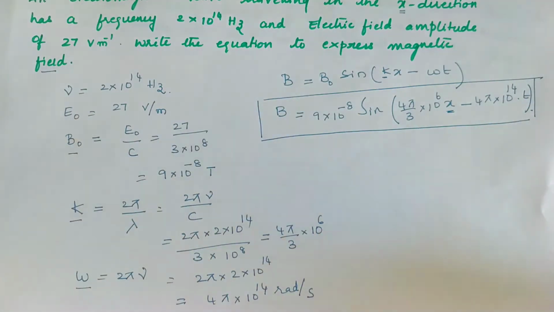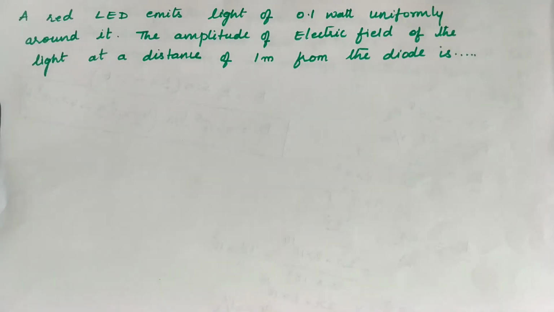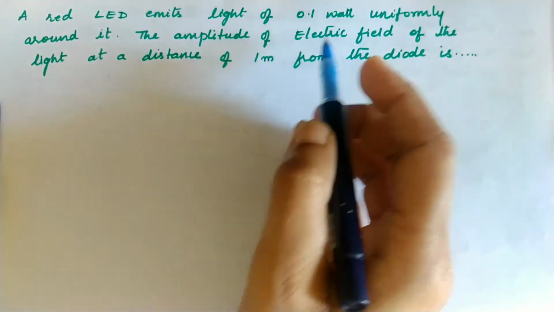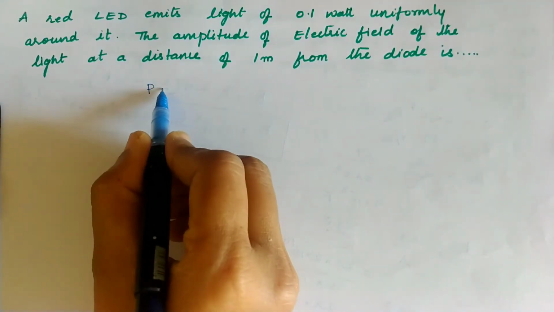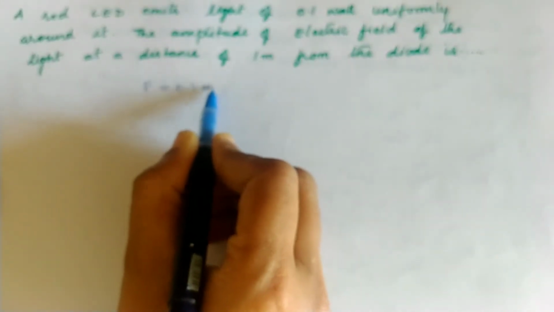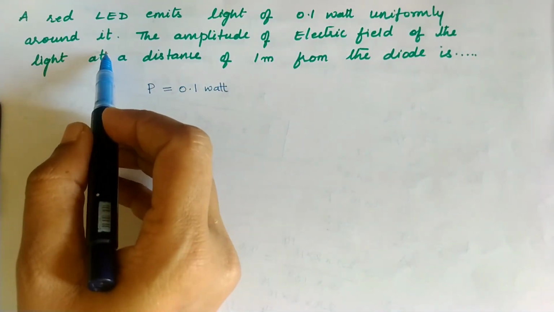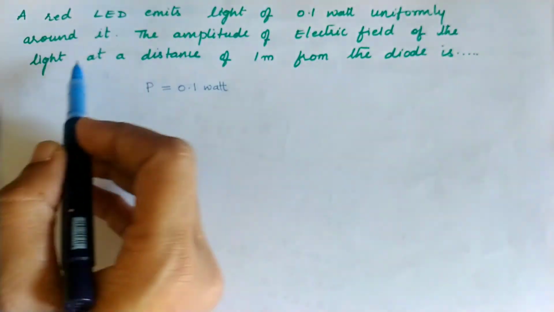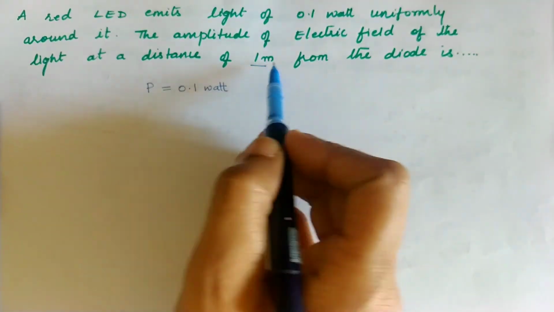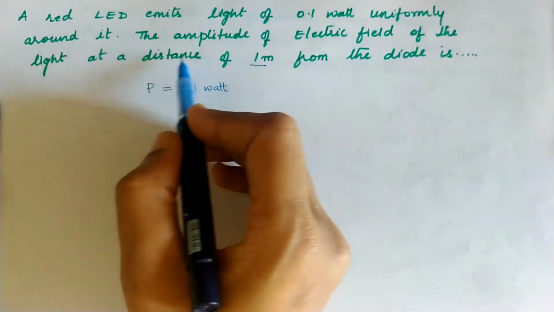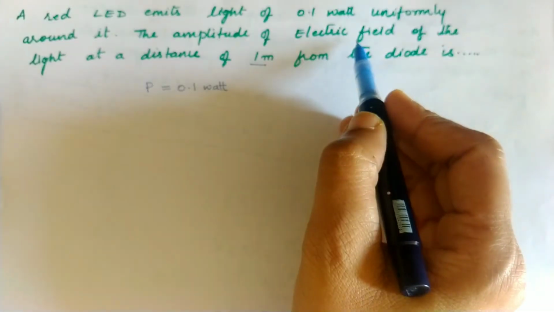X is the direction in which the wave is propagating. Okay, so here a red color LED emits light of 0.1 watt. So we are given power, energy by time, as 0.1 watt, which is uniformly distributed around it. We need to find the amplitude of electric field of the light at a distance of 1 meter from the diode.